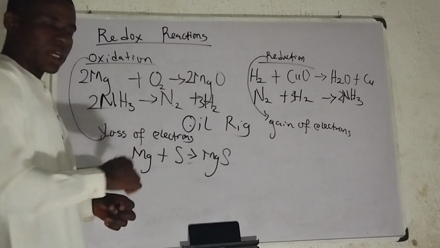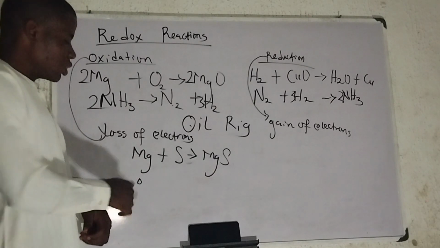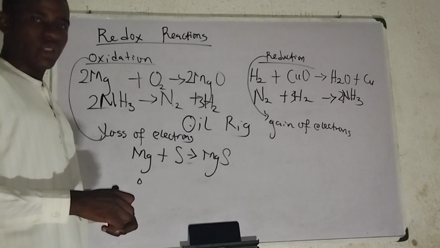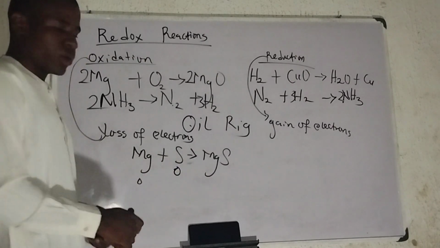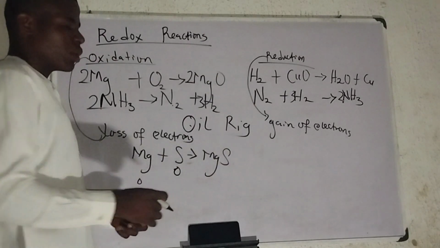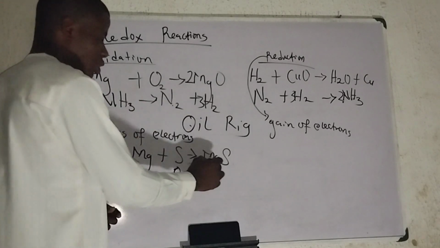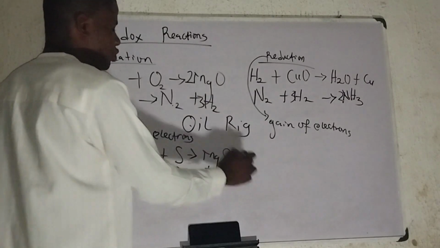Now watch magnesium. What has happened? The oxidation number of magnesium here is 0, from the rules of oxidation number. The oxidation number of a neutral element is 0. The oxidation number of sulfur here is also 0. If we calculate the oxidation numbers in magnesium sulfide, the oxidation number of magnesium is +2, and that of sulfur is -2.